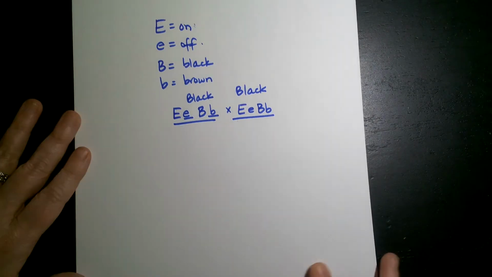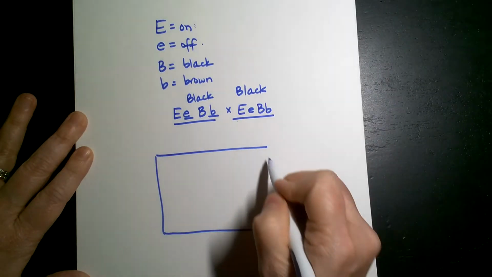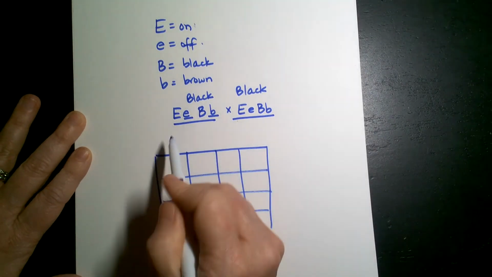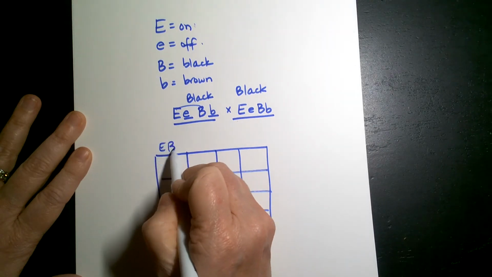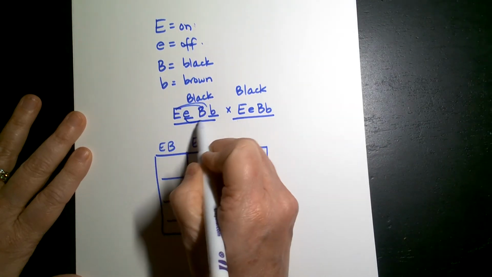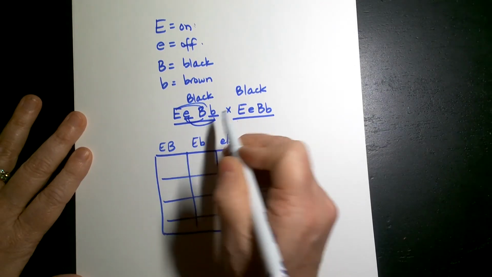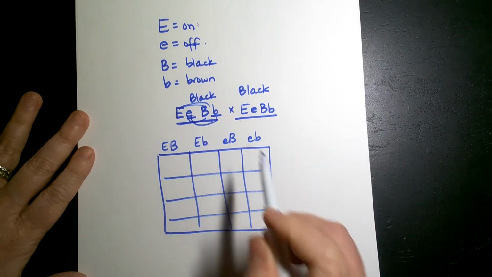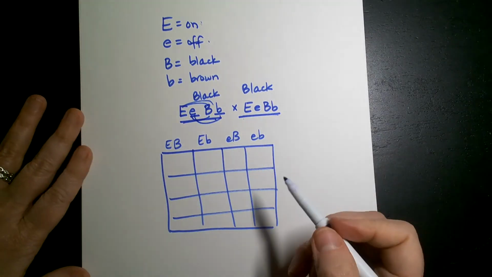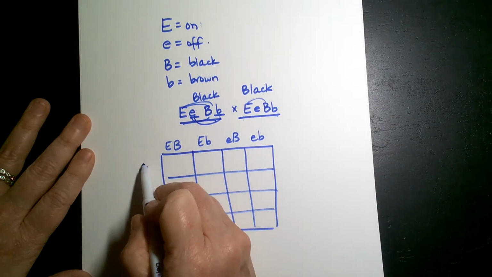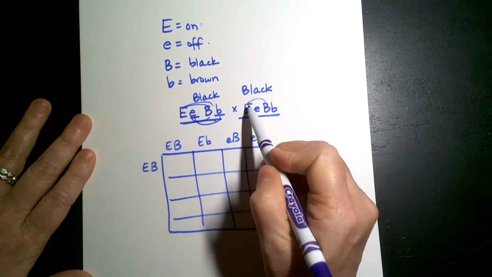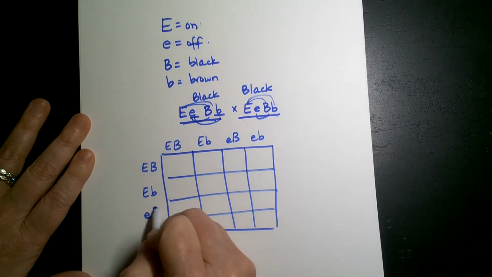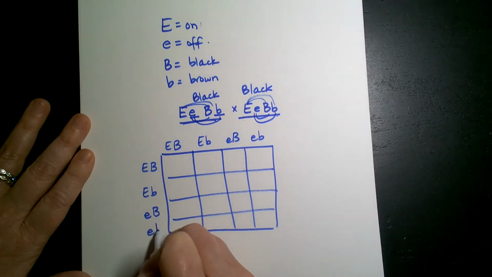All right, so when we do our Punnett square, we're going to do our same deal. Draw our box, and we're going to FOIL our letters. So big E, big B, big E, little b, little e, big B, little e, little b. These are the combinations of alleles that parent number one can give to the offspring. Second parent is going to be the same set of combinations. So he can give the on gene with the black allele, the on allele with the brown, off with the black, and off with the brown.